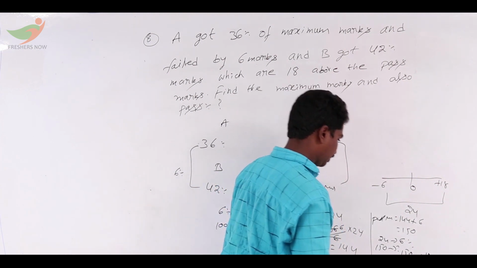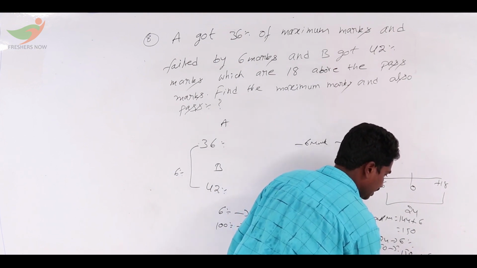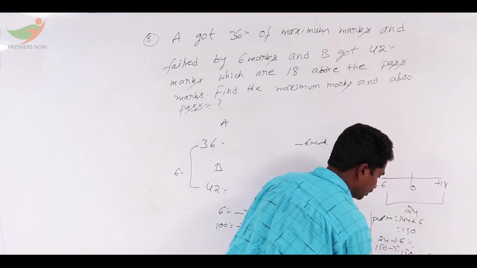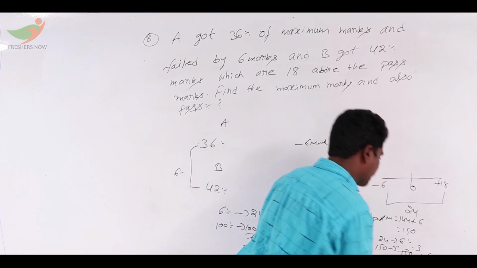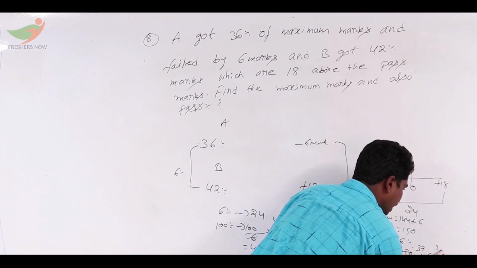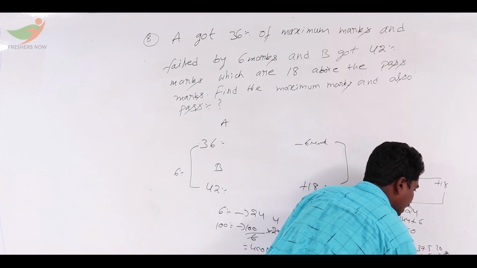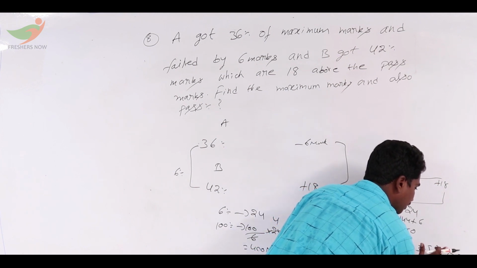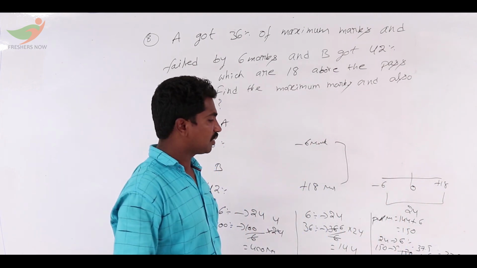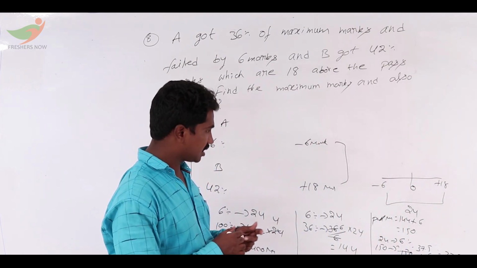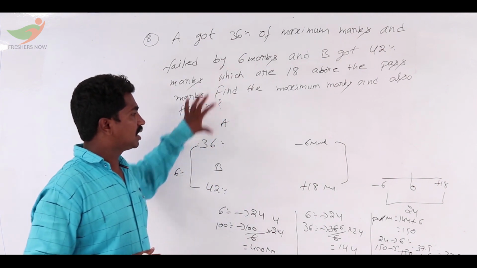Here 6 only. 6 4s are 24. 4 3s are 12. 4 7s are 28. Remaining 20. 4 5s are 20. So 37.5%. Here the value is 37.5%. Pass percent.